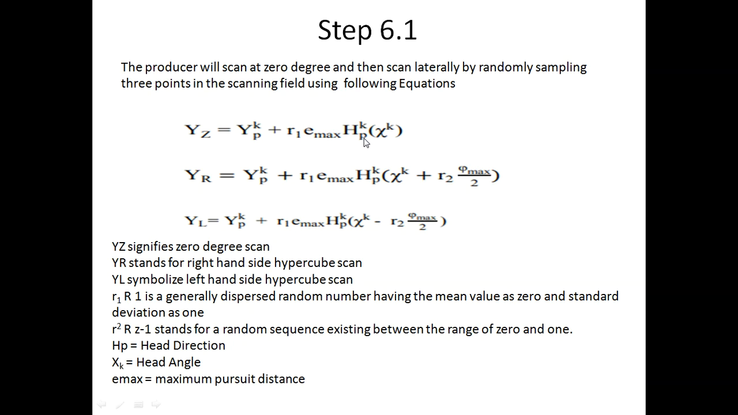HPK is the head position of the producer, and XK is the head angle. So the direction, head angle, maximum pursuit distance, and random number will be multiplied, and that will be added to the current position, and that represents the 0 degree scan of that producer. For YR we have the same formula, except that we add another random number value with the maximum head position divided by 2. For the left side, we subtract that value from the head angle. So we only have to change the head angle accordingly: we add some value for YR and subtract some value for YL.